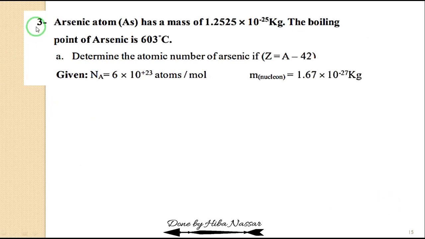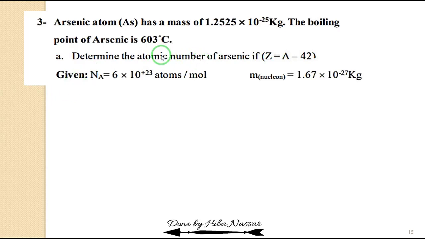Now question number 3, arsenic atom As has a mass of 1.2525 times 10 to the power minus 25 kilogram. The boiling point of arsenic is 603 degrees Celsius. Part A, determine the atomic number of arsenic if the atomic number capital letter Z equals A minus 42.